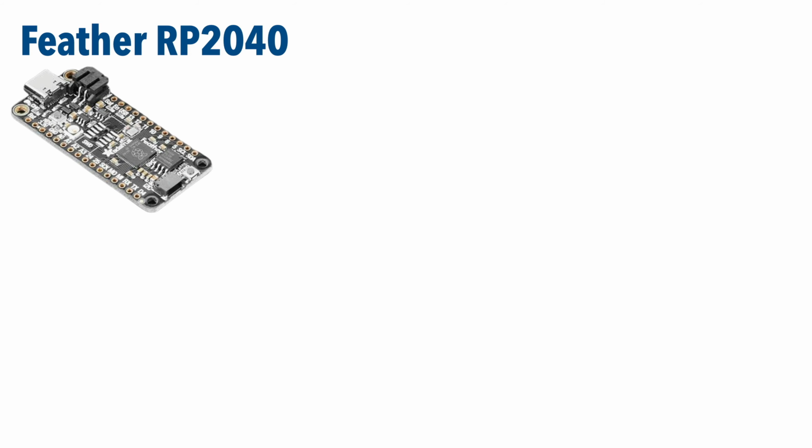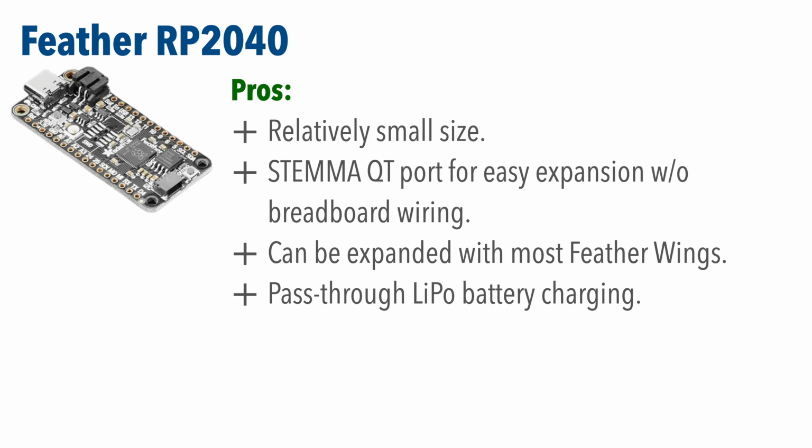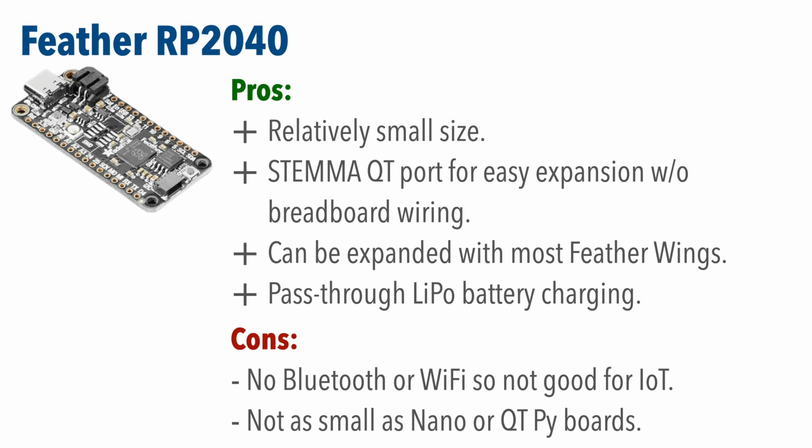So some of the pros for the Feather RP2040 include small size, although it's bigger than the other two boards that we're going to be showing. It's got the STEMMA-QT port that makes wiring and expansion super easy. It can use many of the Feather wings for expansion as well, and it has pass-through LiPo battery charging. Now, this particular Feather board, it does not include Bluetooth or Wi-Fi, so it's not the choice for Internet of Things projects. And even though it's small, it's larger than the other boards we'll look at.